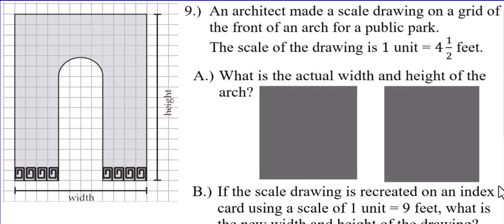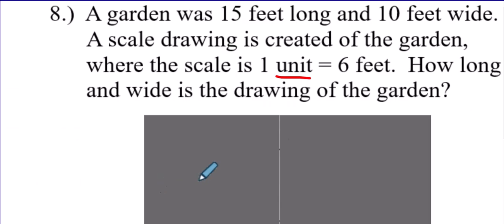Spoiler alert for problem number 9. 1 unit would be like 1 length long on the box on a grid. So anyway, that's what 1 unit means. Equals 6 feet. How long and wide is the drawing of the garden?